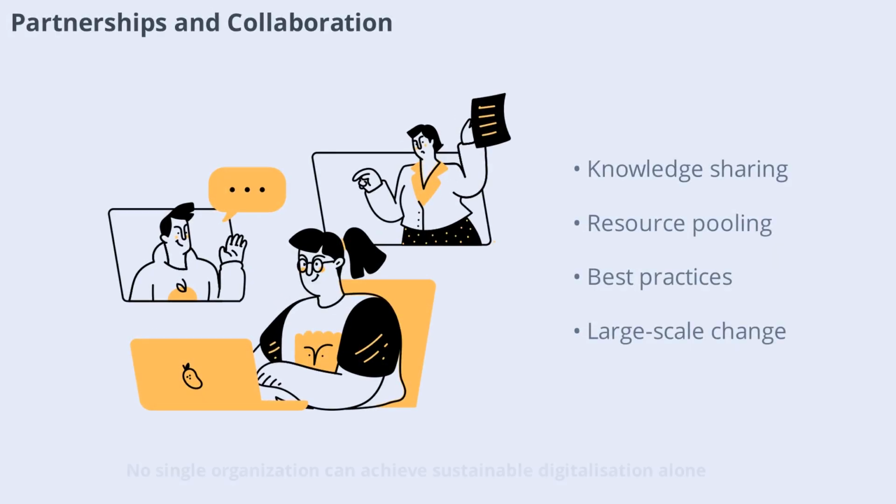No single organization can achieve sustainable digitalization alone. Partnerships between businesses, governments, NGOs, and communities are essential for sharing knowledge, resources, and best practices. Collaborative efforts can drive large-scale change, from developing green technologies to creating circular supply chains. By working together, we can accelerate progress toward a more sustainable digital future. Next, we'll discuss the importance of transparency and reporting.